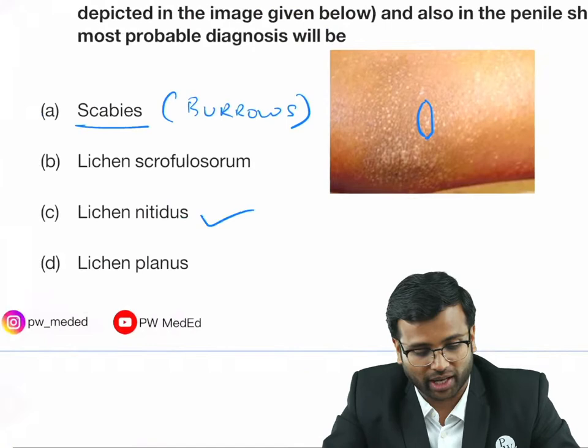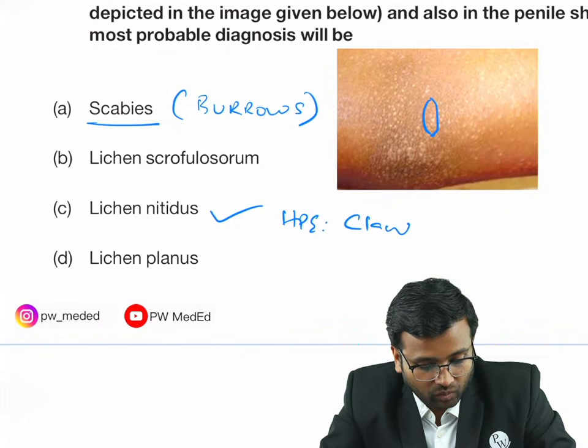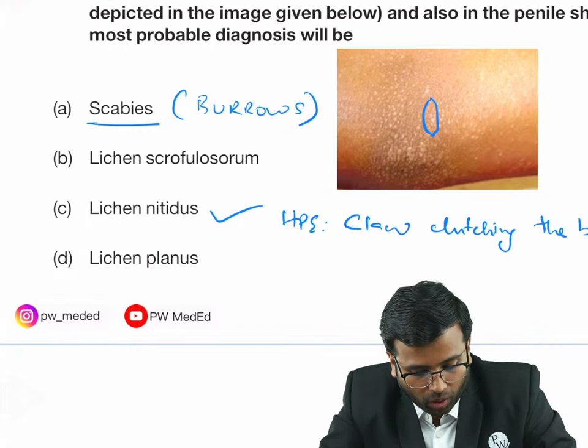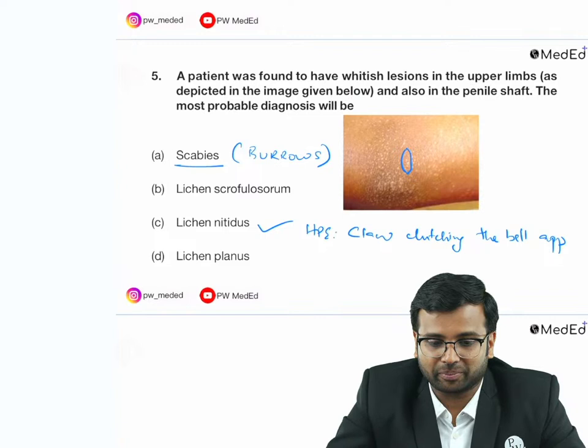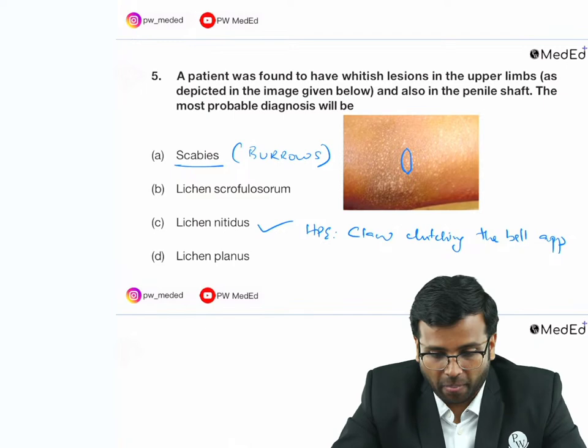So histopathology would be claw clutching the ball appearance. Claw clutching the ball appearance can be seen in lichen nitidus. Fine. So that is all about this MCQ as well. So just a minute. Now let's move to the next one.